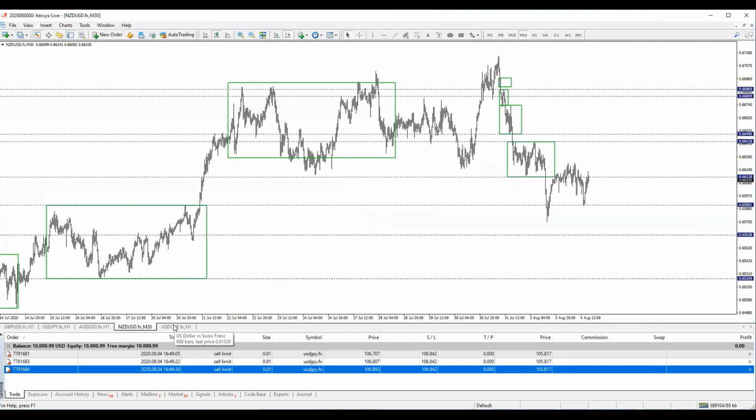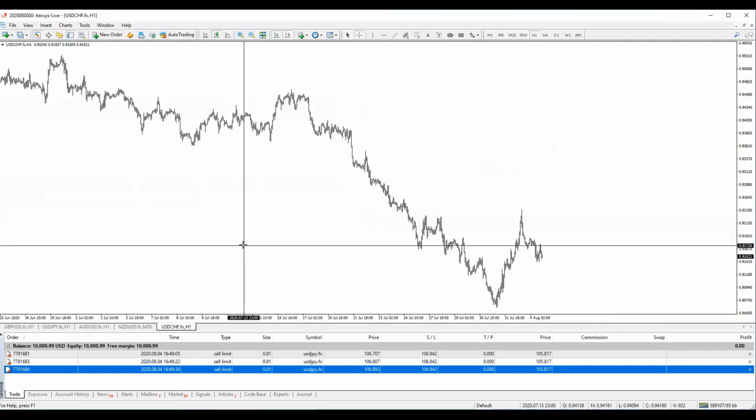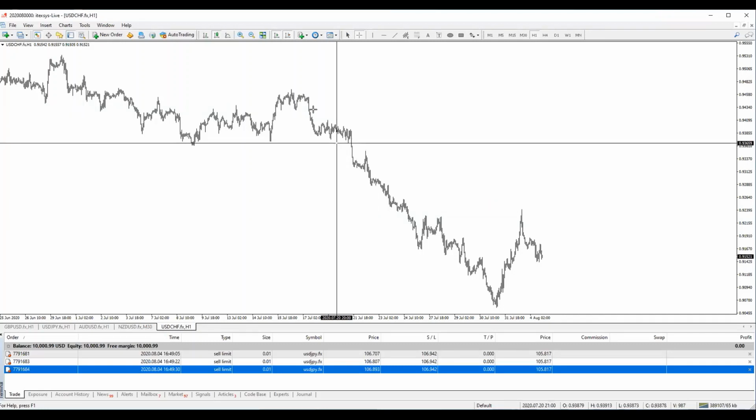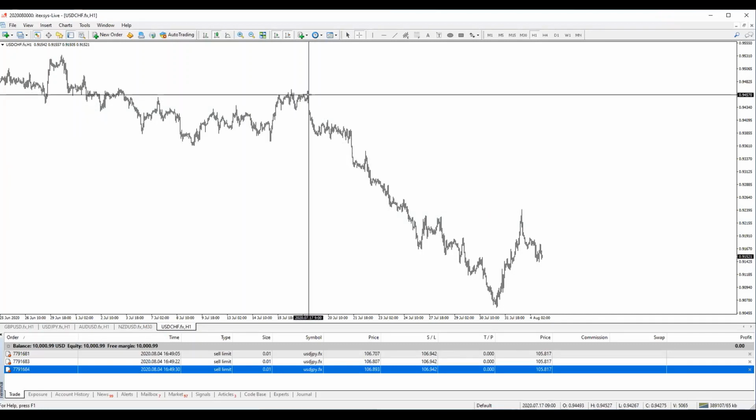We can continue using the same very simple logic to continue drawing flags and poles, looking for the decision point, the breakout point, and the origin of the pole. And we have three different entries for each flag that we can actually take. It's very, very important that you maintain the risk-reward ratio. Otherwise, you will not be trading consistently.